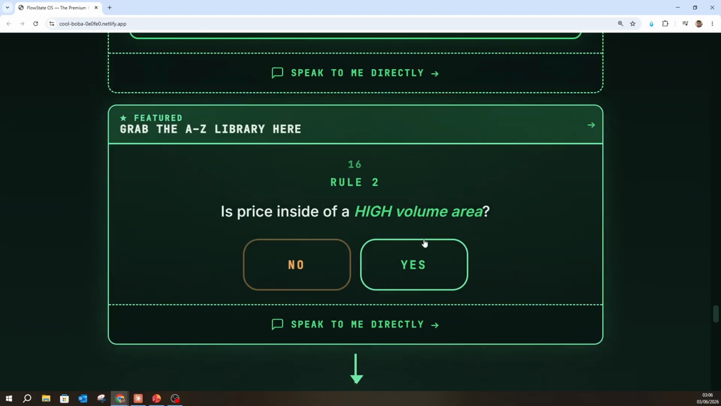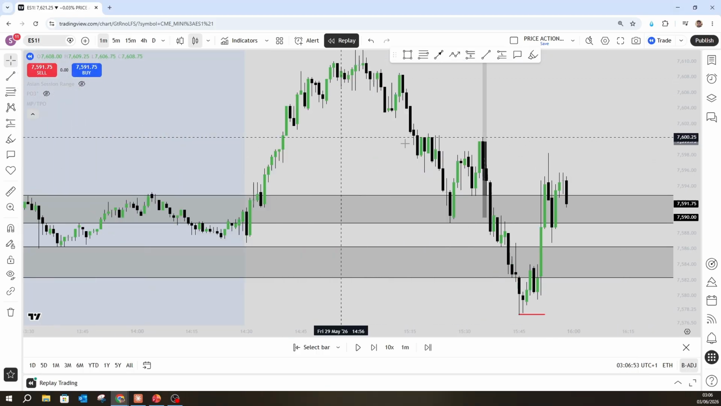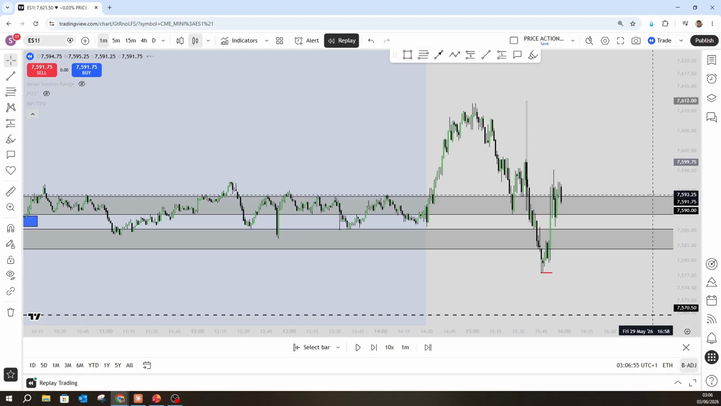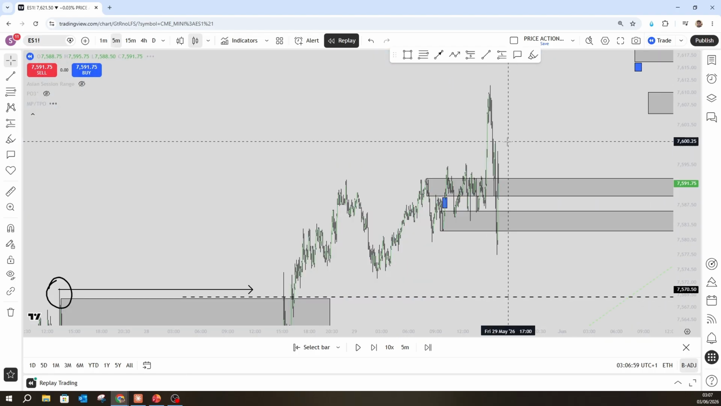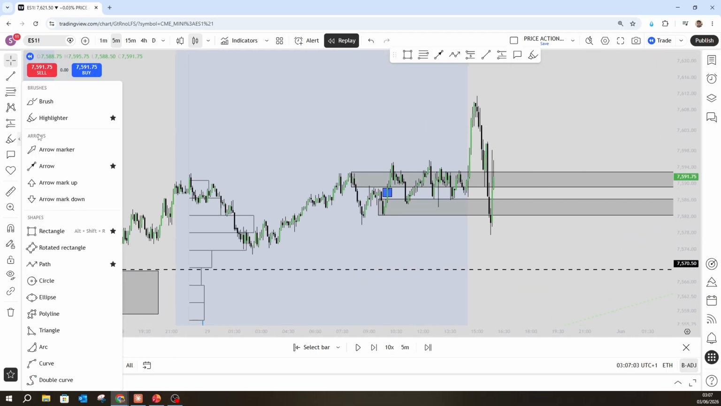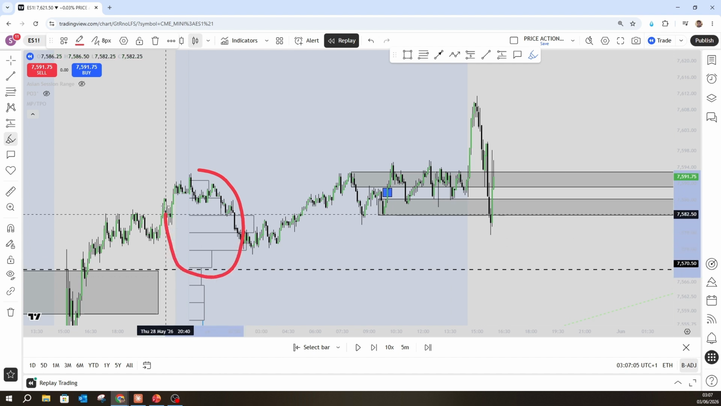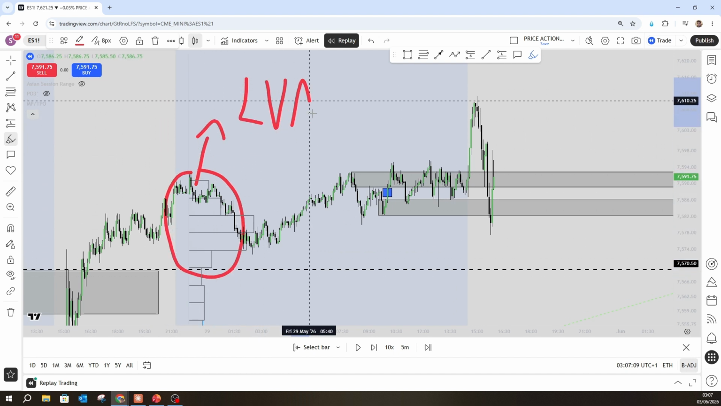Okay, continue to the next step. Is price inside an area of high volume? So in other words, what we're doing now, if we just take a look at market profile, for example, market profile showed us one thing. So if we go to the 5-minute time frame, let's break this down. Is price in an area of high volume? Well, not really. This is the gray area. So this is what we call a low volume area.